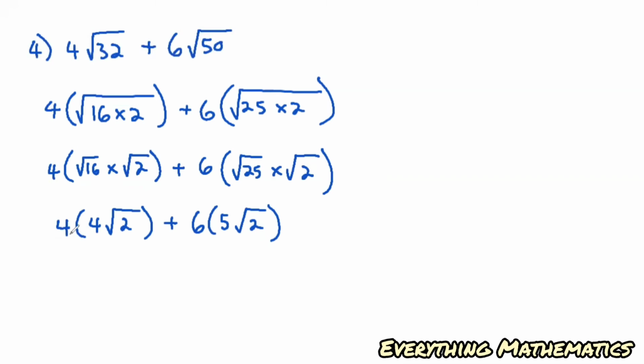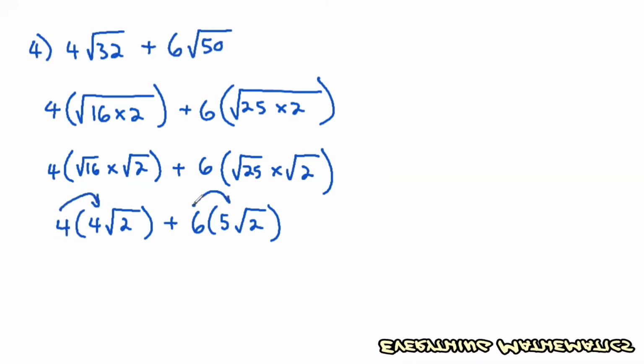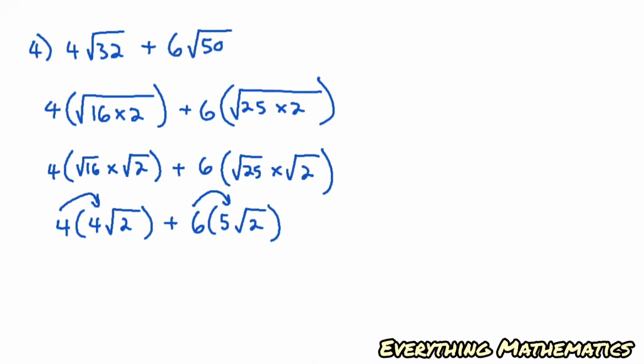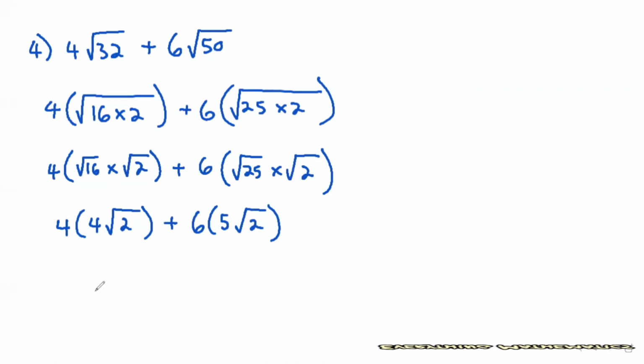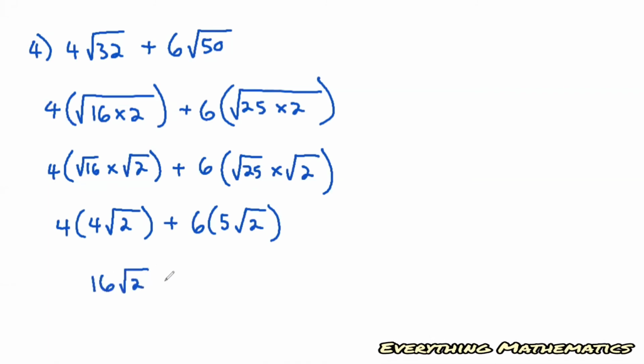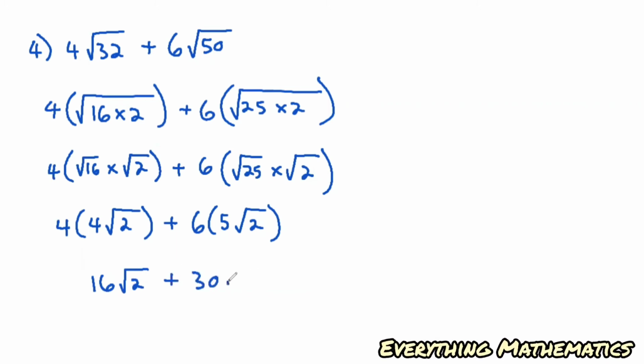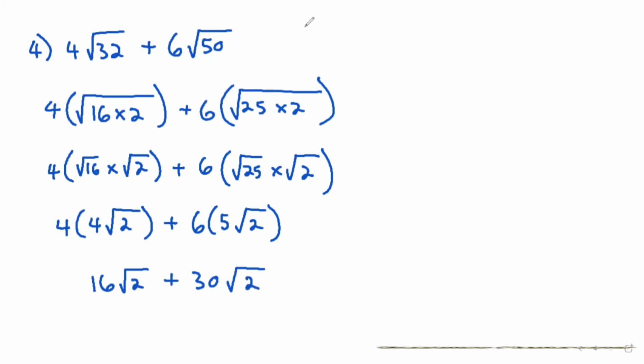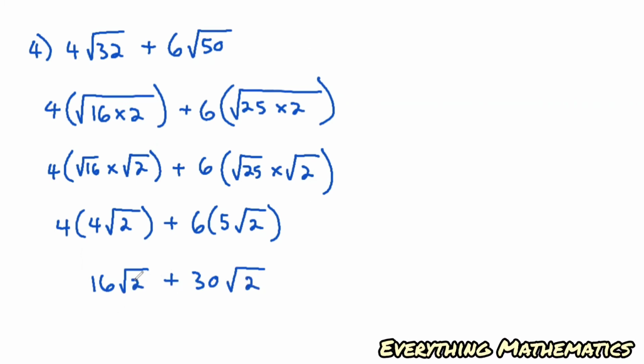And now we expand. We distribute the 4 into here, and we distribute the 6 into here. I hope you already see what I'm supposed to get, and the pattern that I'm heading towards. Good. So in this case, we will end up with 16 root 2 plus, on this side, 30 root 2. And notice that what we have under the roots is common.